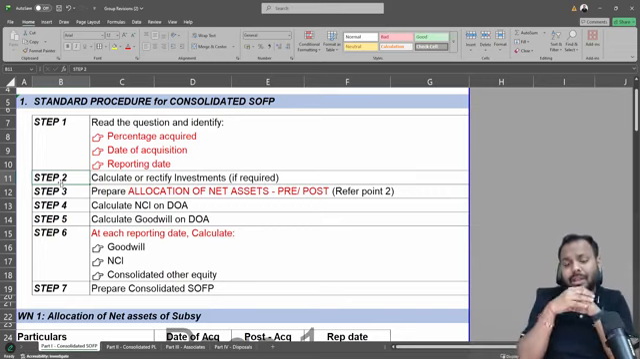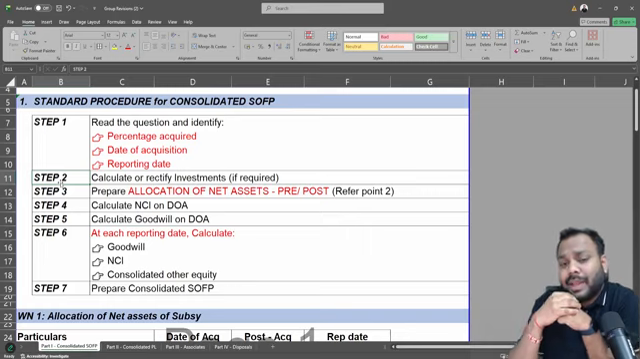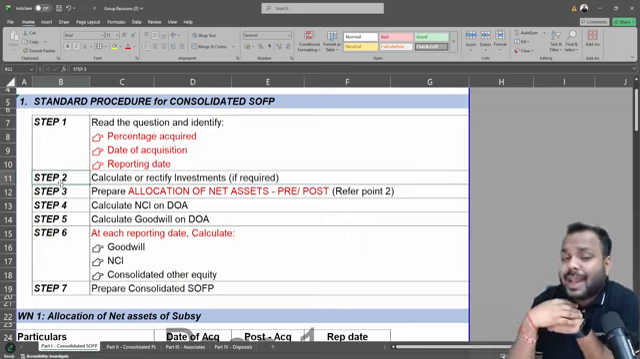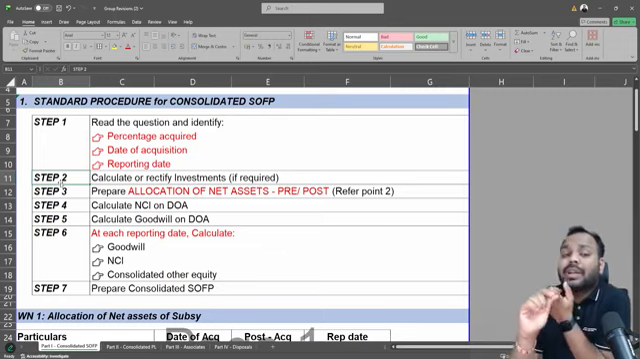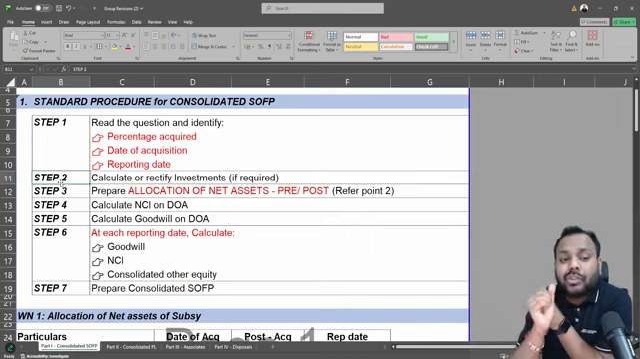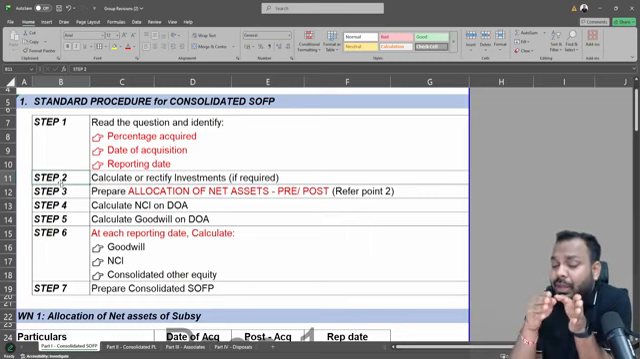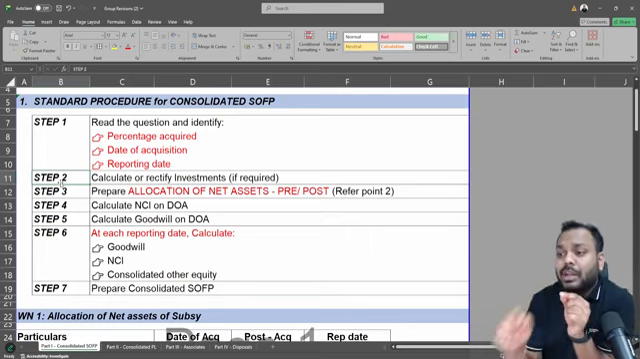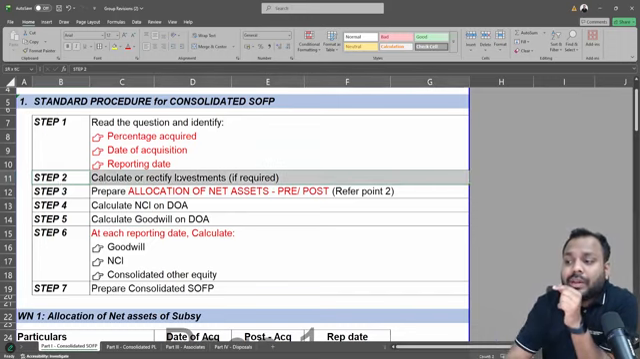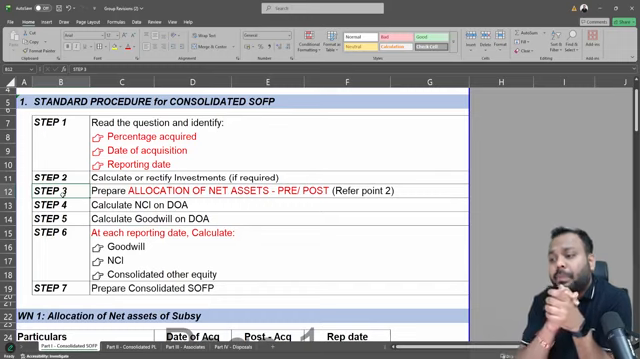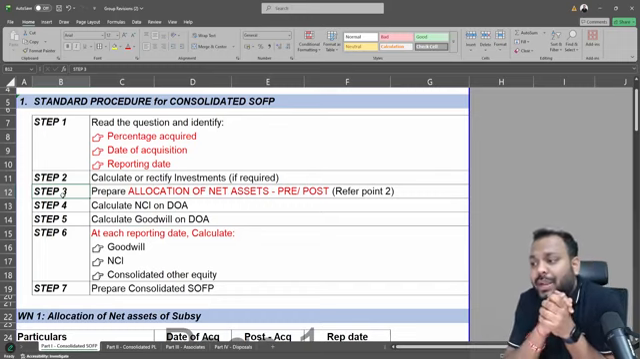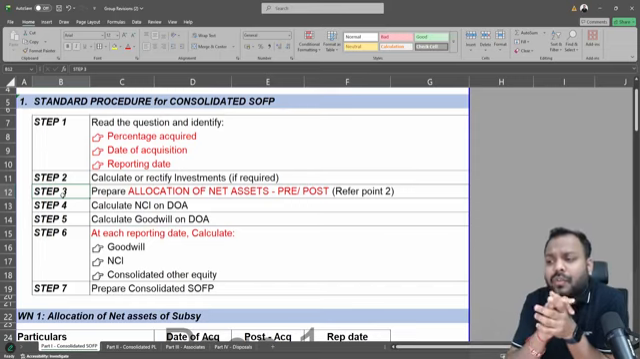Now, towards the end, the question will say the parent has accounted for only the cash consideration, meaning thereby the parent has not yet accounted for the deferred consideration, and has not yet accounted for the share exchange. So the investment value that is coming up in the parent's books is not correct. So first of all, we have to rectify the investments. Now, as part of step 3, preparation of allocation of net assets, pre and post. What is the meaning of allocation of net assets?